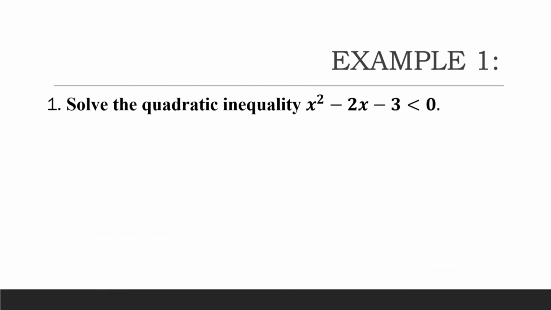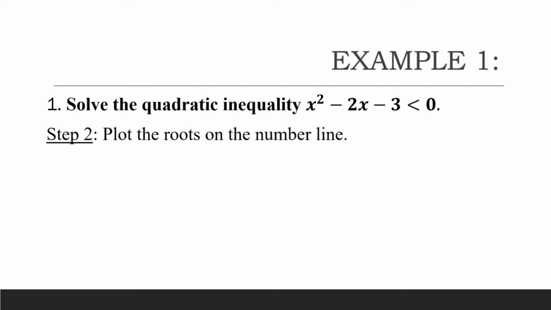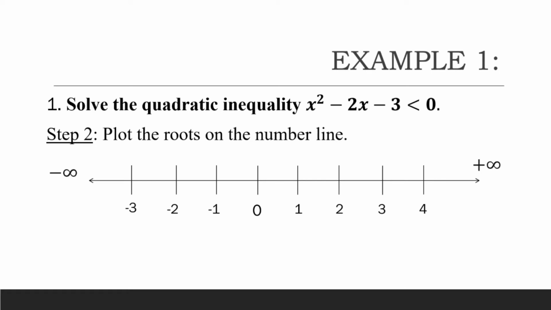After finding the roots, we now have to do step 2, which is to plot the roots on the number line. So let us have a number line. Please take note that both ends of our number line are extended to negative infinity and then to positive infinity. We have to plot the roots. Our roots are -1 and +3. We are using open circles since the inequality symbol given is less than.